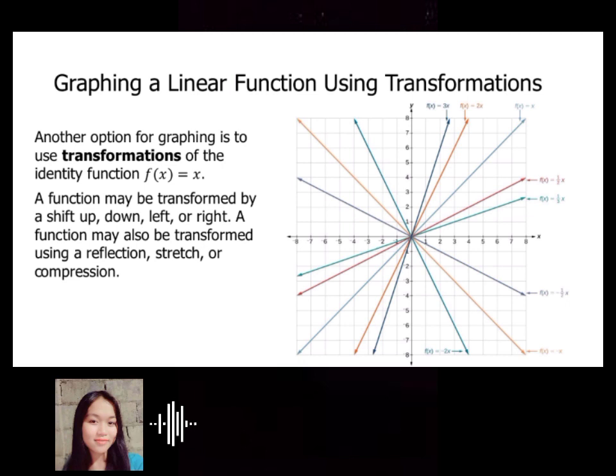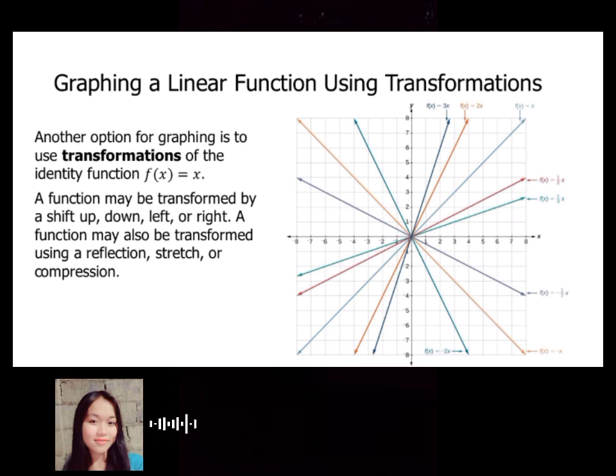Now, let's recall the formula for the slope. M equals change in output over change in input, or equals y sub 2 minus y sub 1 over x sub 2 minus x sub 1. And that is our formula for the slope.